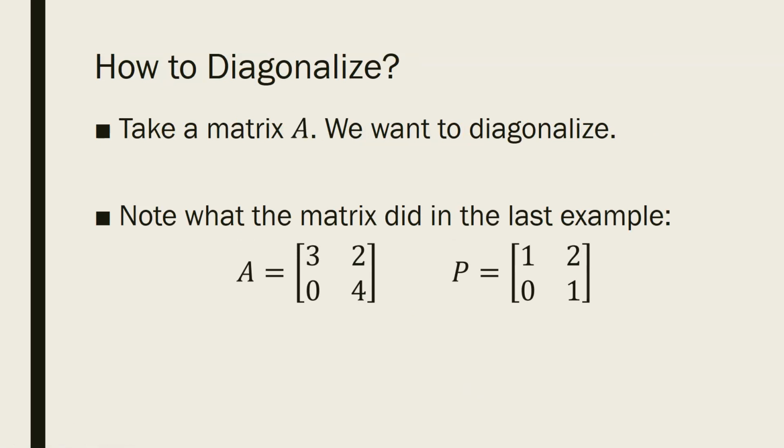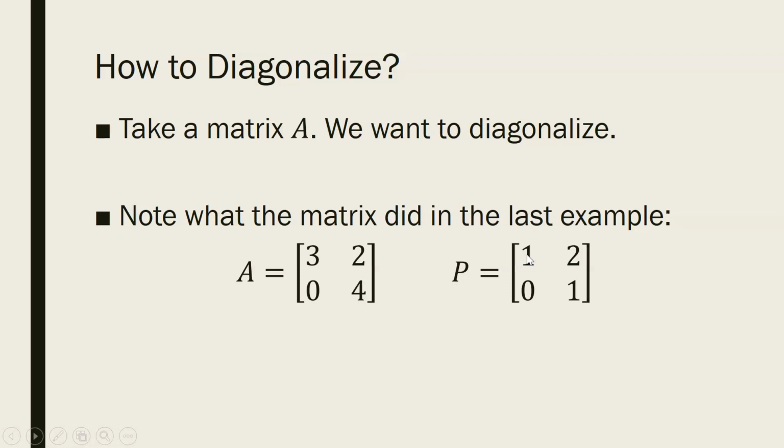Now here's the deal. How would we go about finding a particular P? So we have to note what the matrix did in this last example, this 1, 2, 0, 2. You'll notice that A has eigenvalues of 3 and 4 because A is a triangular matrix. Note that the diagonal matrix that we got had 3 and 4 standing out.